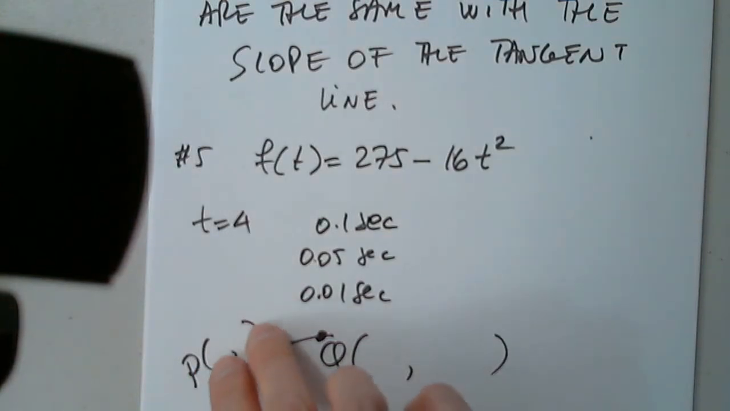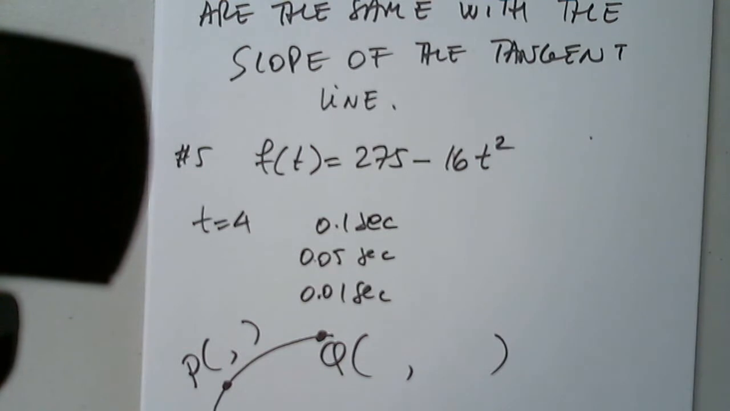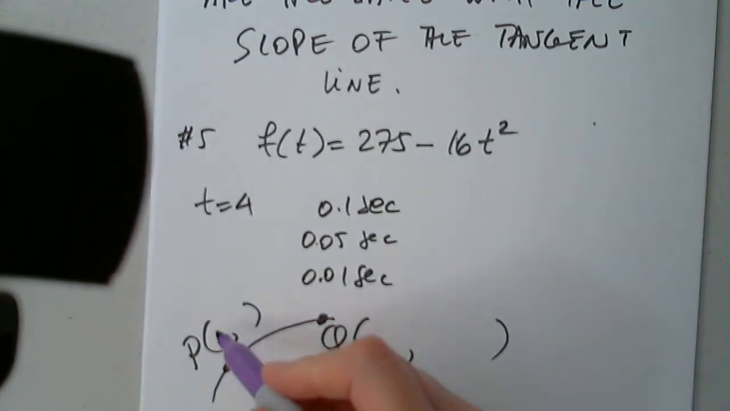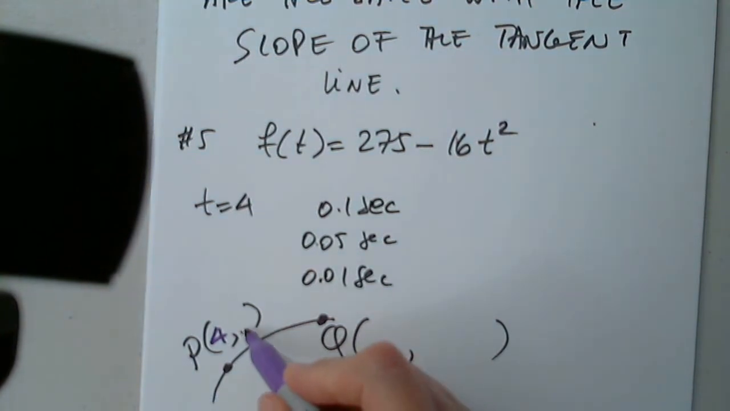Can anyone give us the coordinates of P? Anyone? If I don't get an answer, it means that I wasn't clear in my explanation. I always blame myself. Is it 4 for the x? Absolutely. Good. How do I determine this?